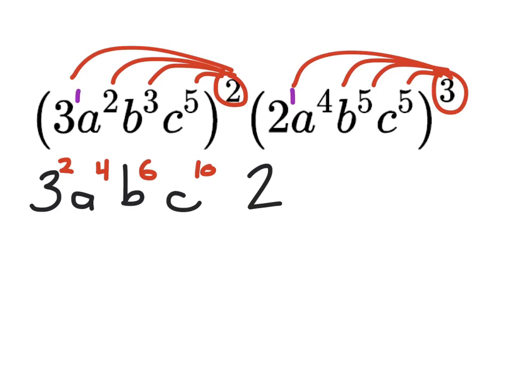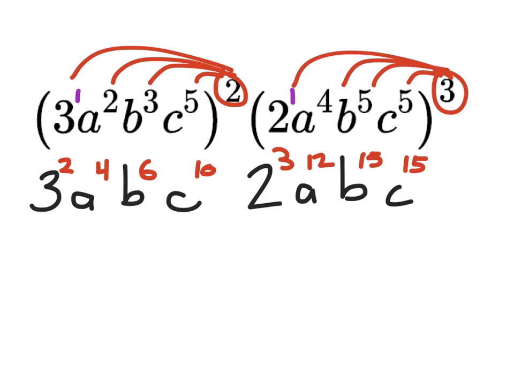So all 4 bases, 2, a, b, and c, and the 2 has an exponent of 1, so 1 times 3 is 3. A has an exponent of 4. 4 times 3 is now an exponent of 12. B had an exponent of 5, so 5 times 3 is 15, and C has an exponent of 5, so again another 15 for that exponent of C.